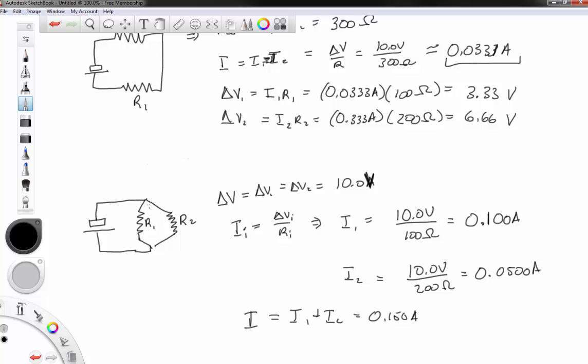So a parallel combination of resistors will always draw more current than the same pair of resistors when they're placed in series. Parallel will draw more. Parallel will therefore also use more power.